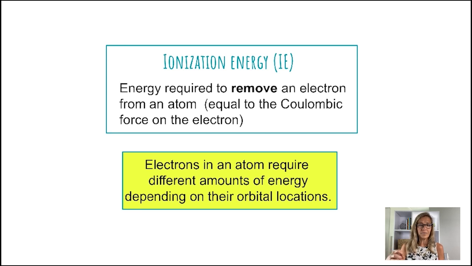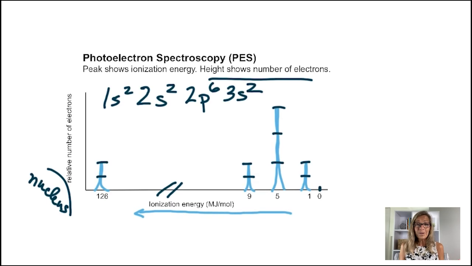Positive nucleus, negative electron. And remember, the farther they get from the nucleus, the less energy it takes. And then you can go to the periodic table and identify this element.